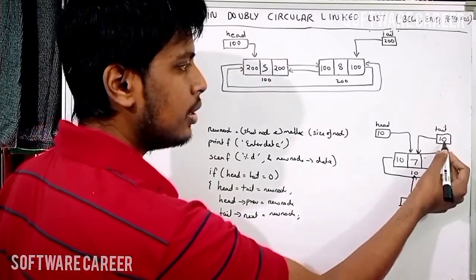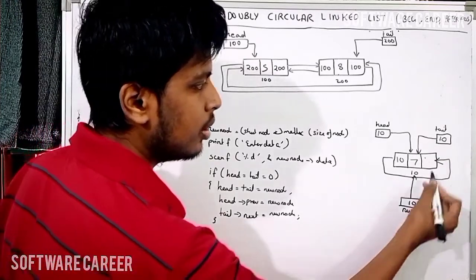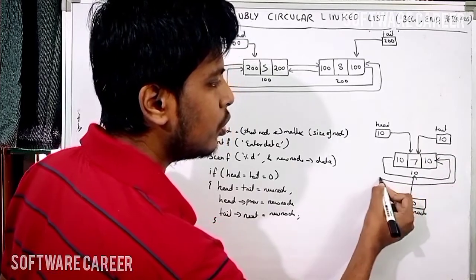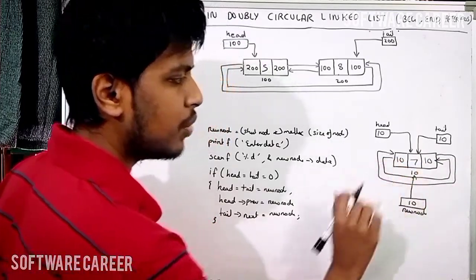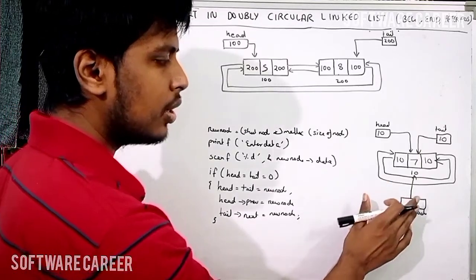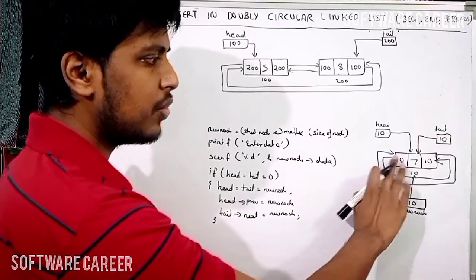Now see, tail is 10. 10 next is this pointer. In this pointer I am storing the address of the new node, that is 10. So it creates a forward link which is pointing to the node which is having address 10, that is the first node. Now see, this is how you should create a doubly circular linked list when the linked list is empty. Now you have created it with one node.